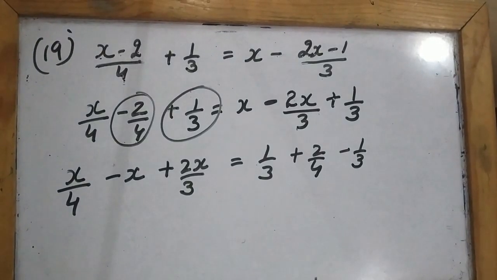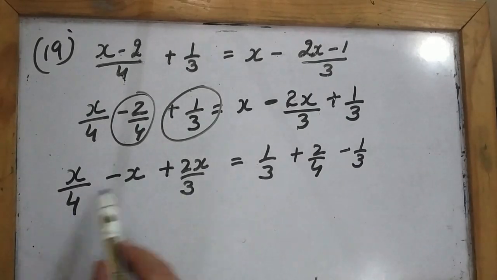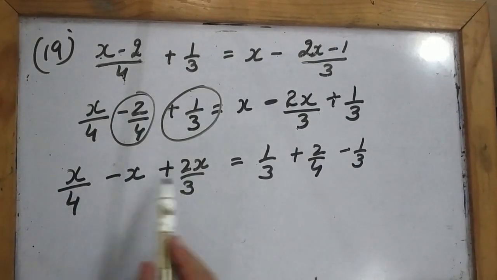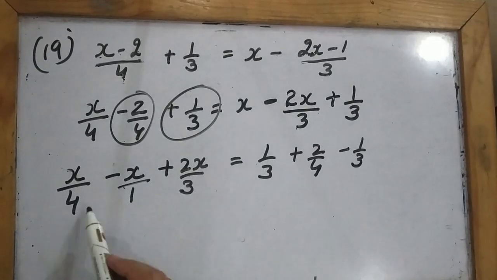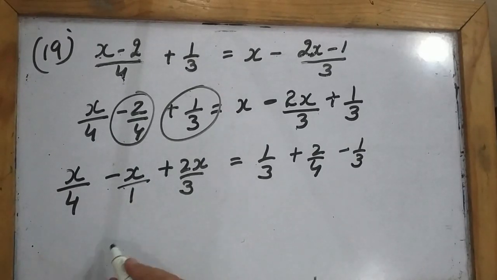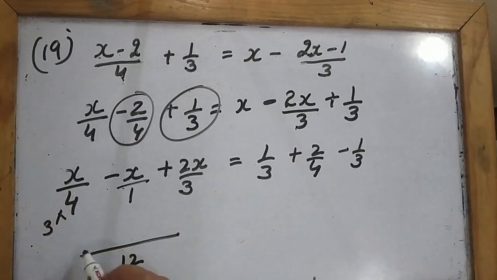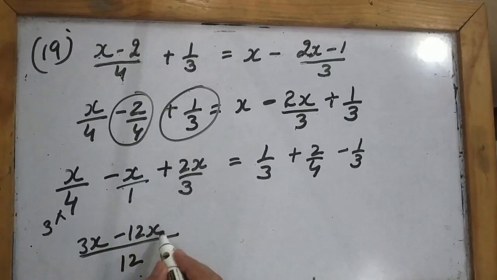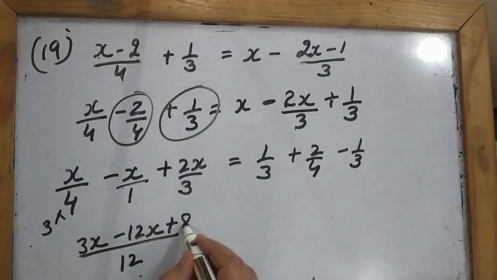Now, as you can see, first of all I have to solve these terms which have x. So this I can write as x upon 1. So how can I solve this? Is minus and plus. So take out the LCM, that will be 12. So 4 3s are 12. So it means 3. This will become 3x. 1 12s are 12. So it means it will become minus 12x. 3 4s are 12. So this will become 8x.